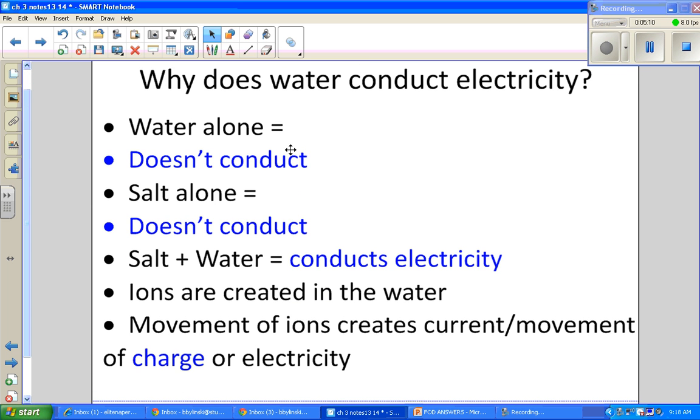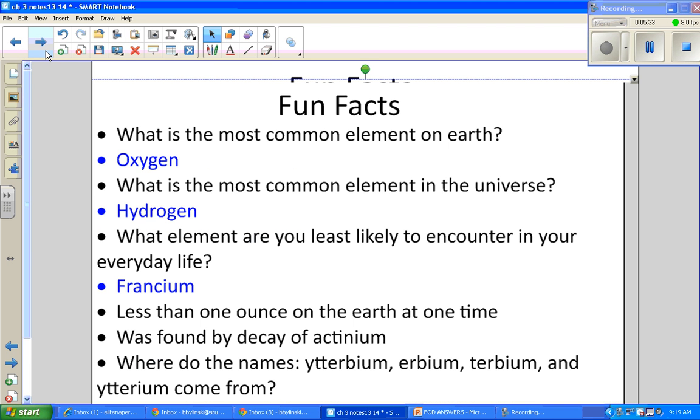Okay, so just a little bit about ions here. If you take water by itself, it doesn't conduct, right? Because we can drink it. Salt is the same thing, just by itself, it doesn't conduct. When you put the two together, ions are created in water, so like Na plus 1 and Cl negative 1. So those ions will create the current or the movement of charge, which is electricity. Okay, so ions plus and minus.